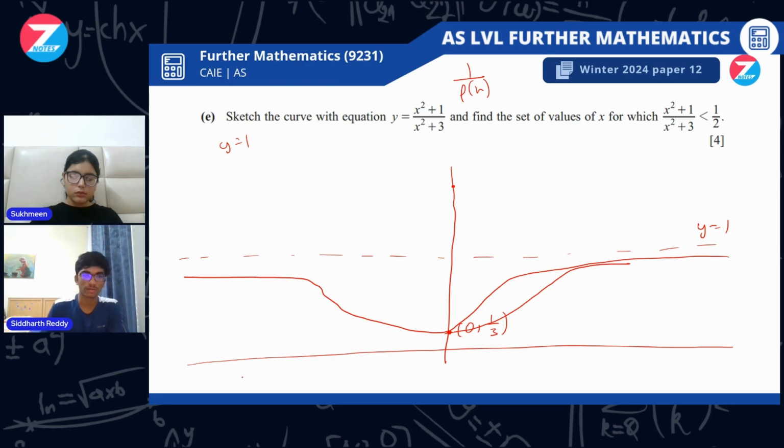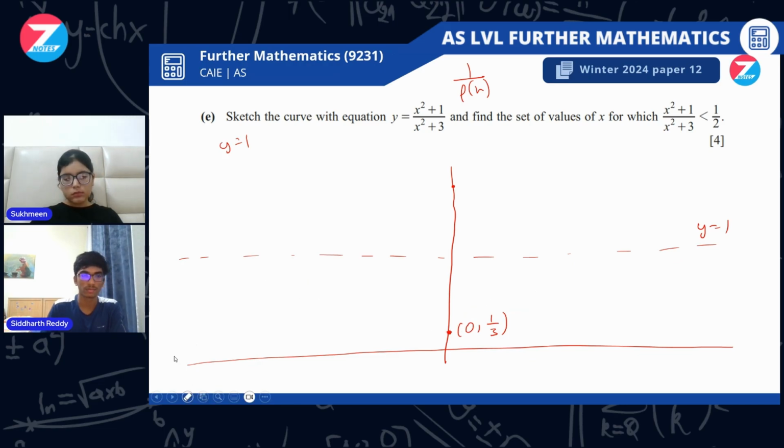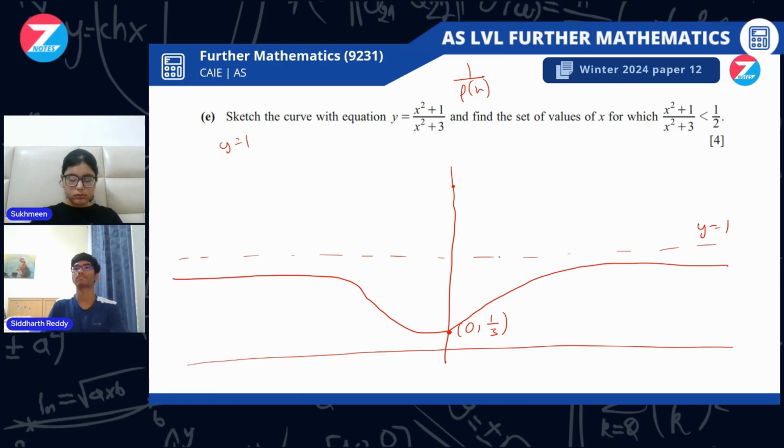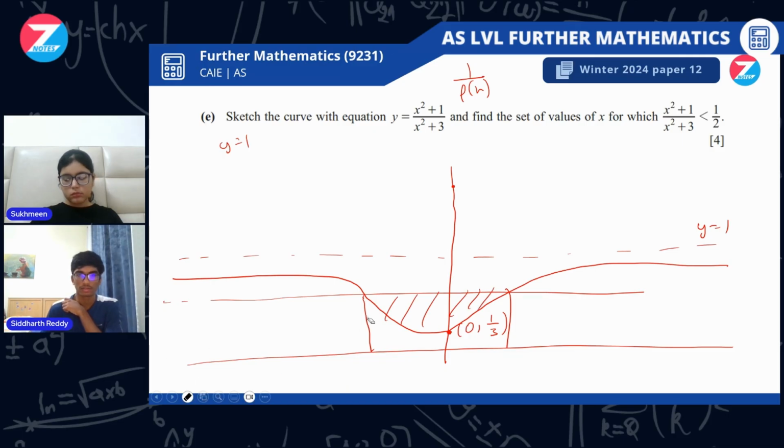And to find the set of values for which x square plus 1 by x square plus 3 is less than 1 by 2. So what they mean is that there's this line 1 by 2, and for which values of x is it below this 1 by 2, this part? So that's not very difficult to find out. We can just do it like so.